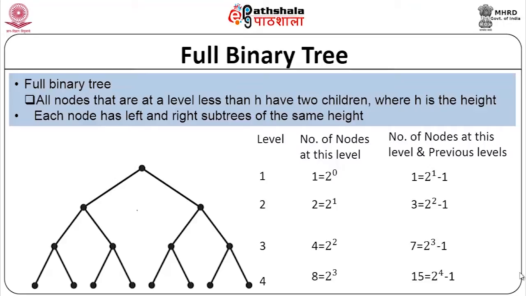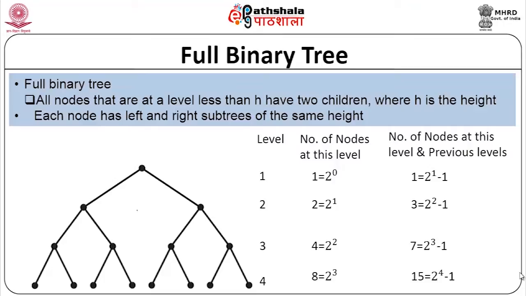In a full binary tree, all nodes that are at a level less than h have 2 children. There is no question of one child in a full binary tree. All nodes from the top, except the leaves, have 2 children. There is no question of 0 children at any level other than the leaf, and no question of one child at any level other than the leaf. Here h is the height of the tree. At all levels less than h, each node will have a left and right subtree.